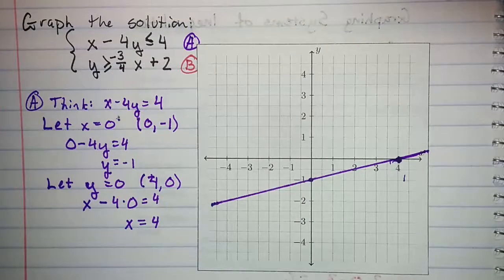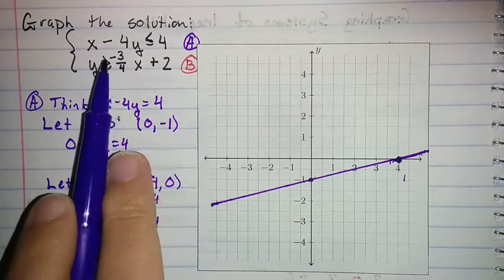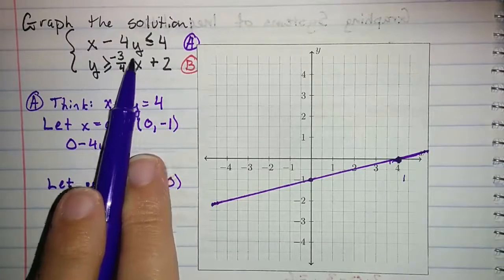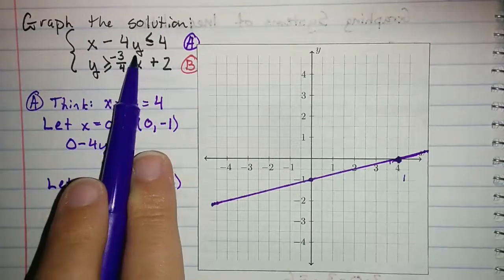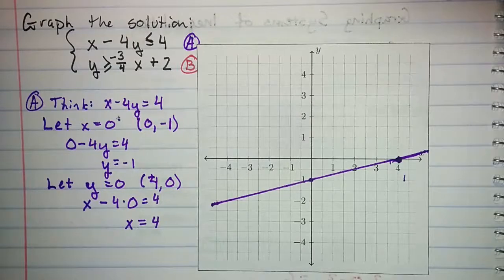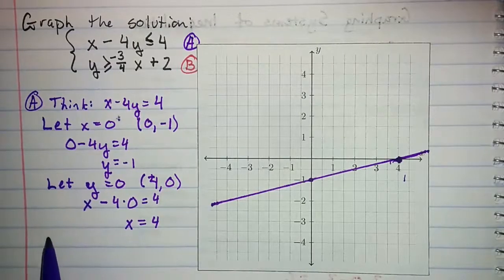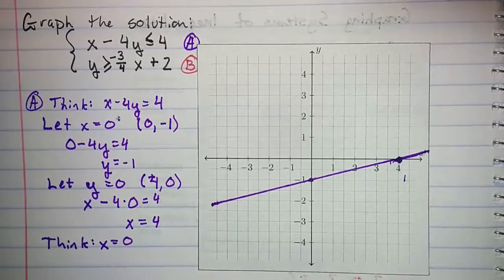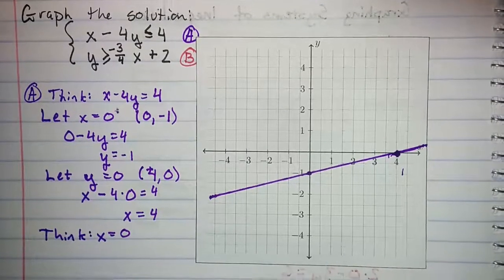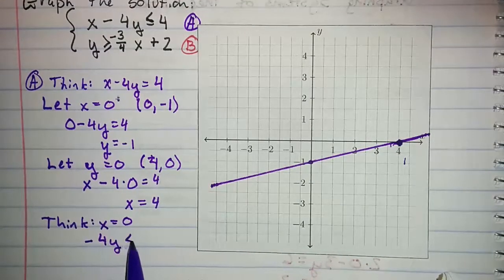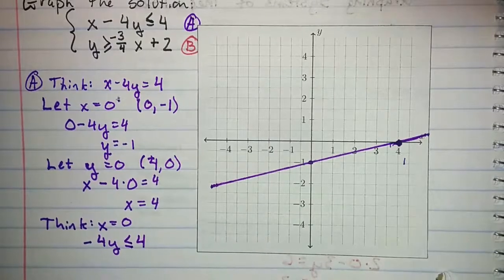And now I need to decide which part to shade. Looking at this, I would probably choose to think about the x-axis, so to think about when y equals 0. But we could choose to look at the y-axis, and I'm just going to show that for the sake of demonstration. So I'm going to think x equals 0 here. So that'll give me negative 4y is less than or equal to 4.